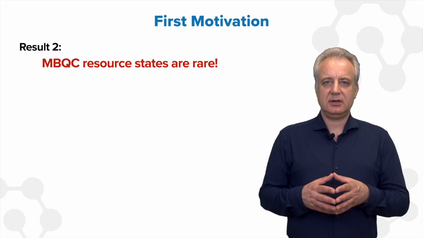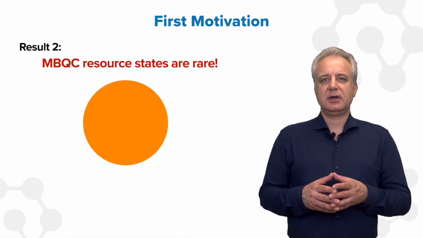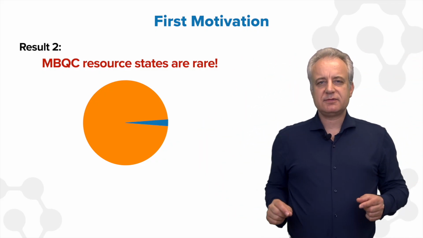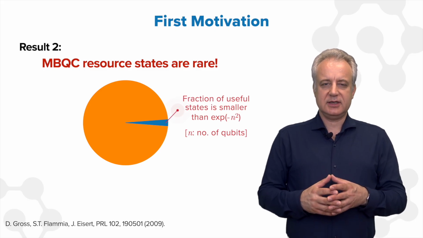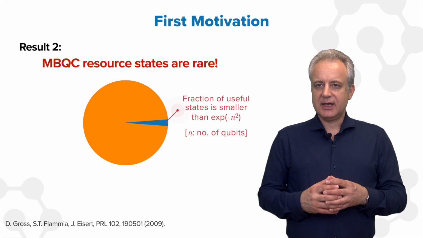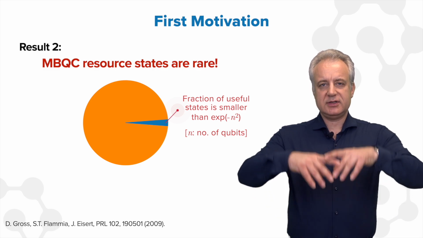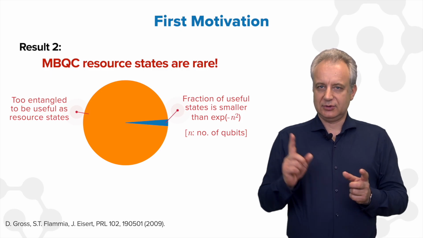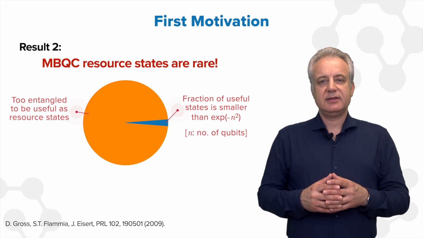How frequent are useful resource states in Hilbert space? If we look at the volume of Hilbert space, then we find that only the tiniest fraction can potentially be useful. All the rest is guaranteed useless. And it's also interesting why this is so. The reason is that all these other states are too entangled to be useful. Too entangled to be useful. So this is a general result that we have.